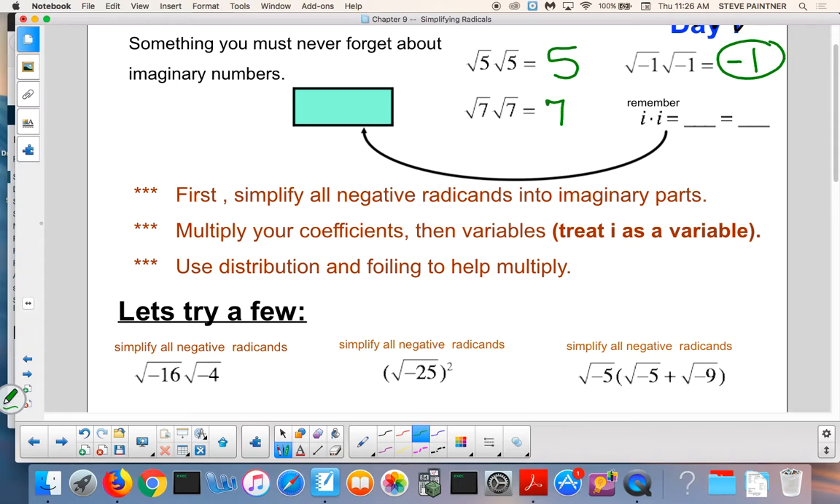Now, here's what I wrote to you. I wrote you a little comment. The square root of negative 1 is really just i. Square root of negative 1 is really just i. So I'm making you multiply. What's an i times an i?